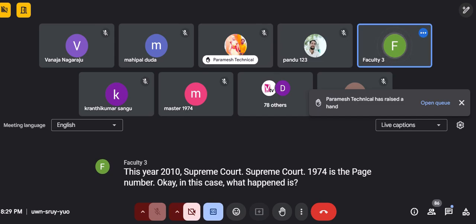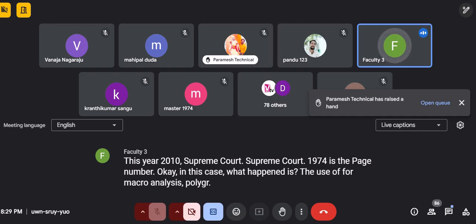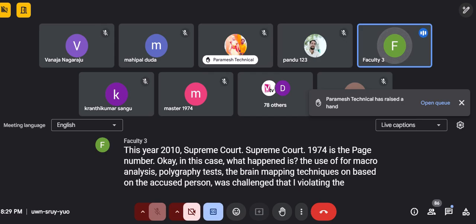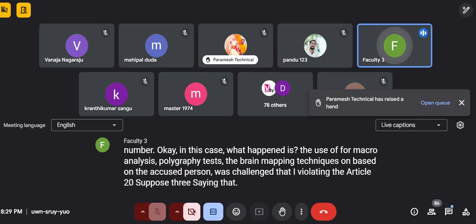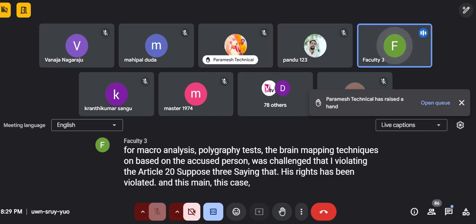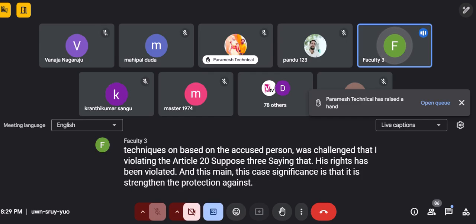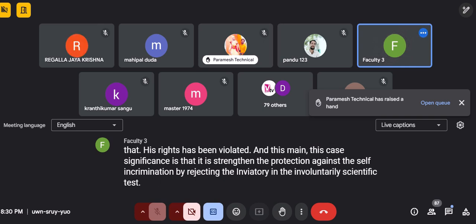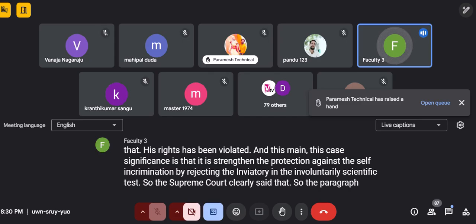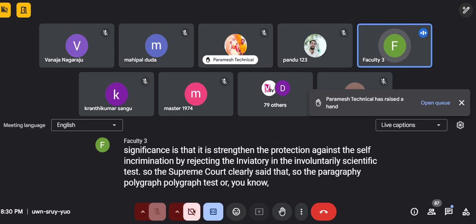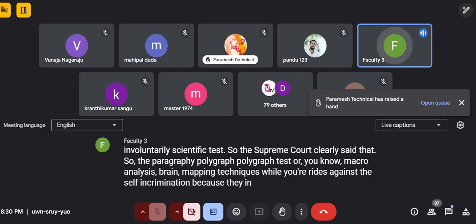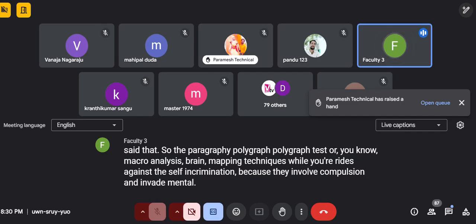In this case, the use of narcoanalysis, polygraph tests, and brain mapping techniques on the accused person was challenged as violating Article 20(3), saying that his rights had been violated. The significance of this case is that it strengthened the protection against self-incrimination by rejecting involuntary scientific tests. The Supreme Court clearly said that polygraph tests, narcoanalysis, and brain mapping techniques violate the right against self-incrimination because they involve compulsion and invade mental privacy.